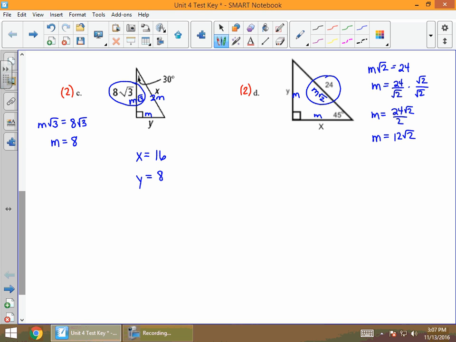So now I have to find the x and the y. So x, the bottom of that triangle, says that x is equal to the m value. So 12 radical 2. Y, on the left, is also equal to m. It's also equal to 12 radical 2. So in that case, both x and y are 12 radical 2. And that is the end of page 1.